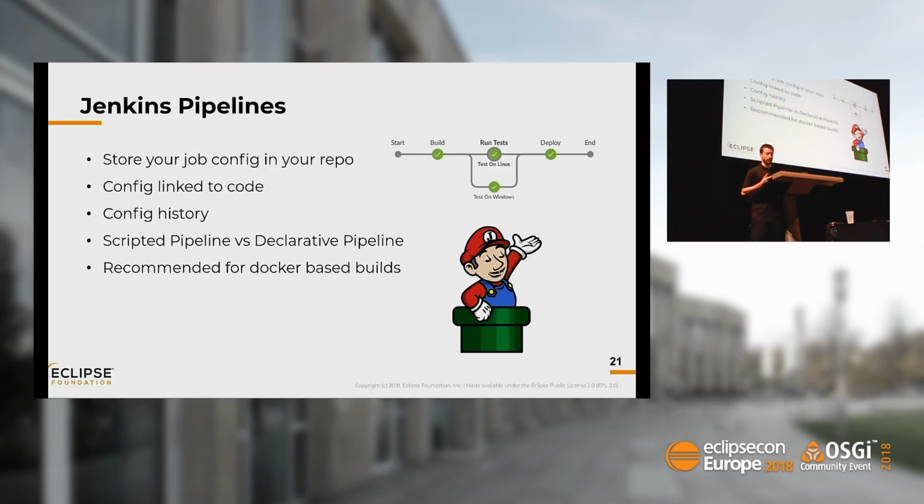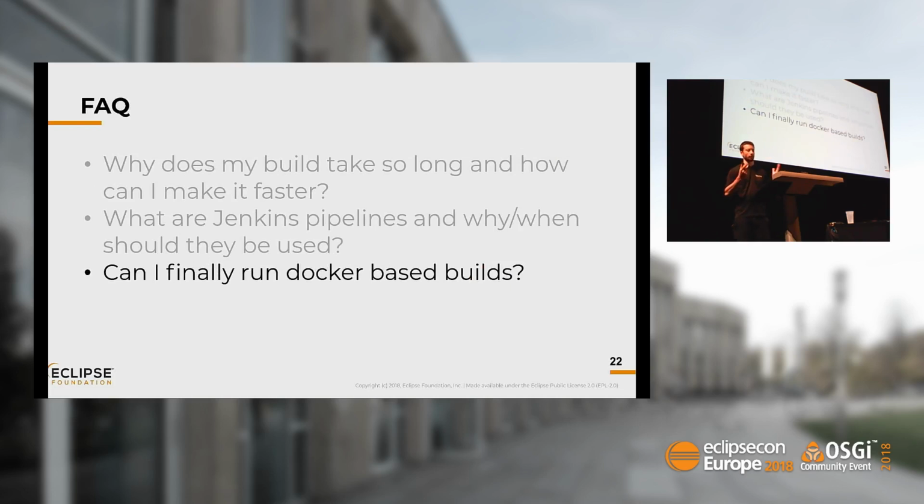There are two different kinds of syntaxes. There's the scripted pipeline and the declarative pipeline. The scripted pipeline is basically using the Groovy DSL. If you're using declarative pipelines, you don't have to know Groovy. You can do it a bit more declaratively, as it's in the name. And another important thing is that pipelines are definitely recommended for Docker-based builds. There are some ways to do it also with freestyle jobs, but in general, it's easier to do it with pipelines. Which brings us to the next question: can I finally run Docker-based builds?